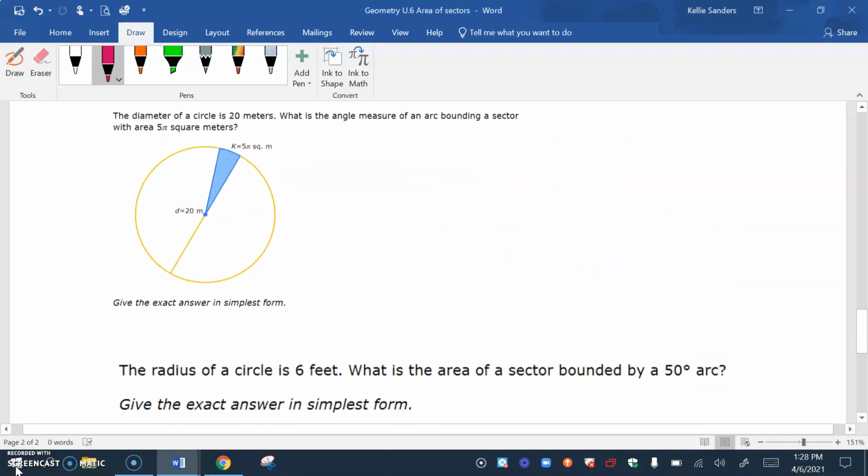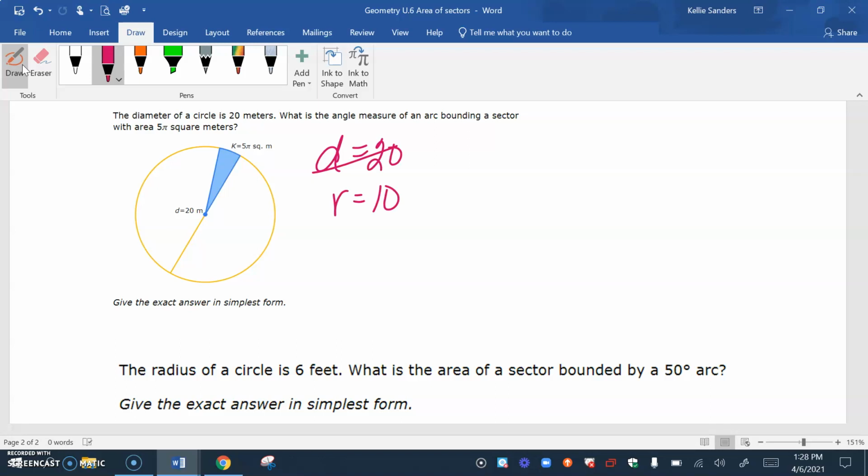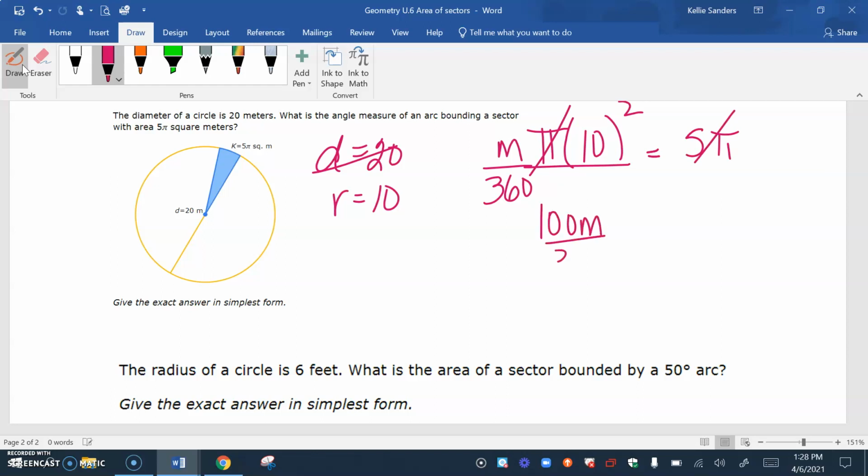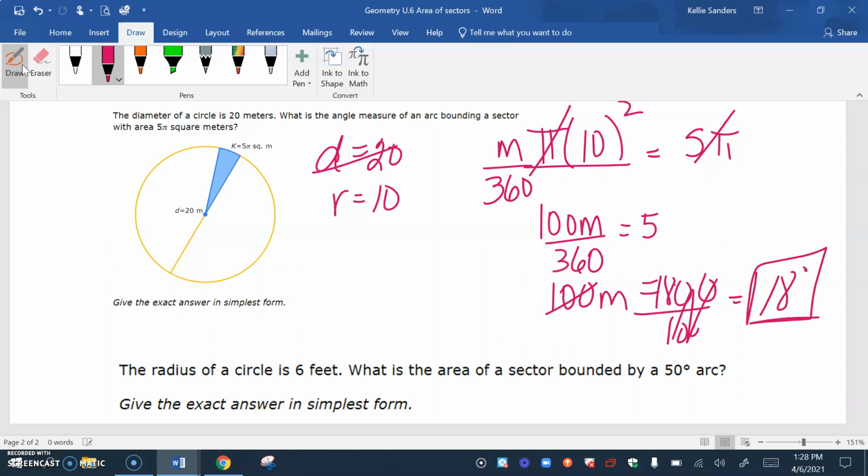The diameter is 20. So the radius is 10. We don't know how big the sector is, but I'm going to do m over 360 times pi times 10 squared. And if I did all of that, my answer would be 5 pi. The pi's will cancel. So that would be 100 m over 360 equals 5, which would be 100 m equals 1800, divide by that, and we get 18. Again, that makes sense because 18 is a fairly small number. From 1 to 360, it's a very small number, and that's how wide 18 degrees is.